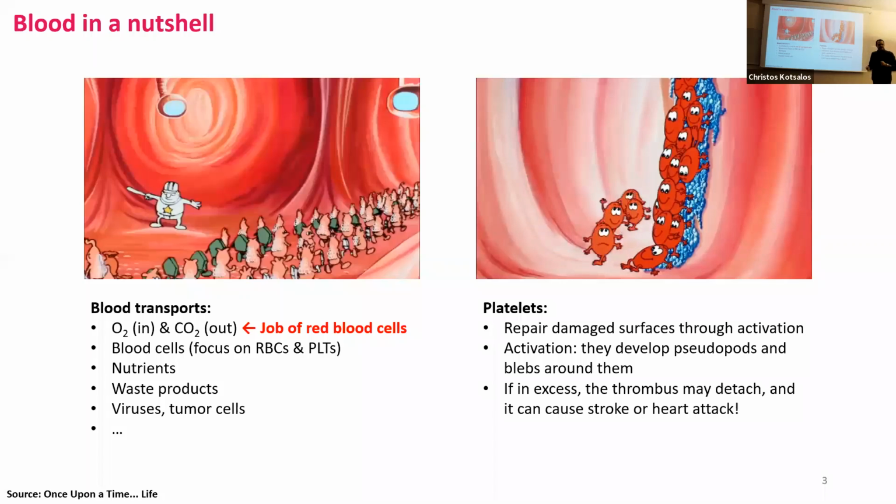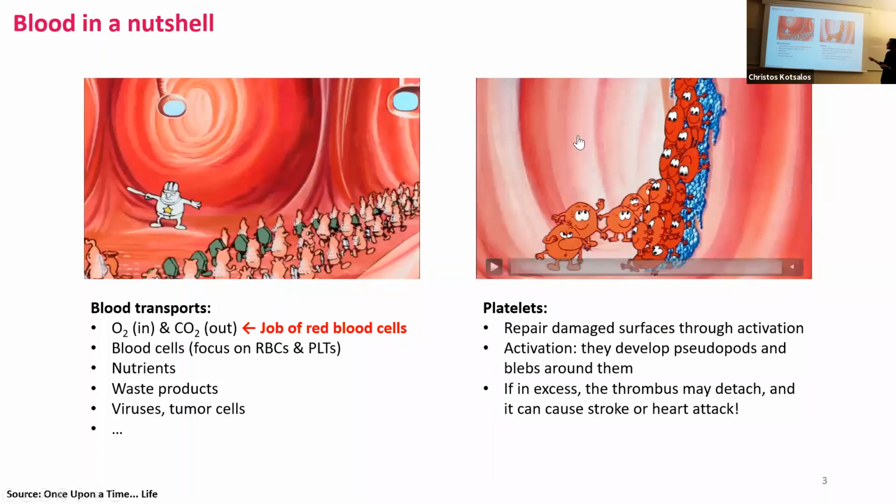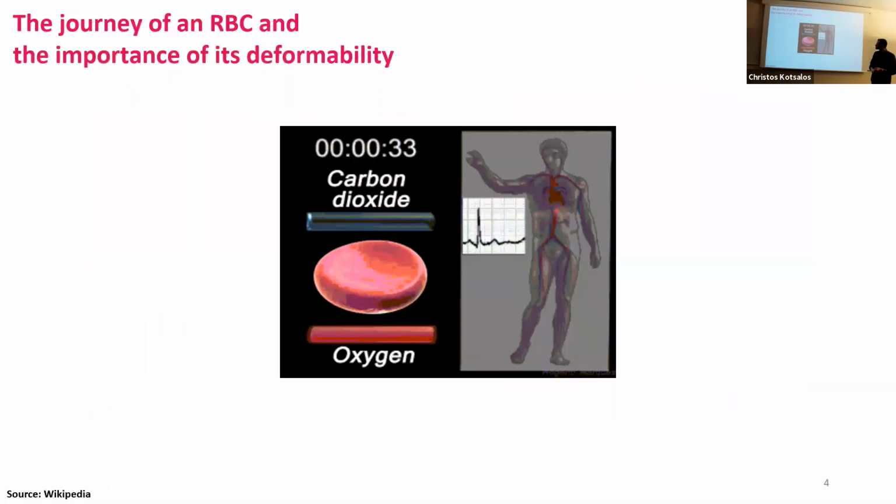Of course, if this process is done in excess, then later this thrombus here may detach and it can cause a stroke or a heart attack. So in a pathophysiological case, it can create big troubles.